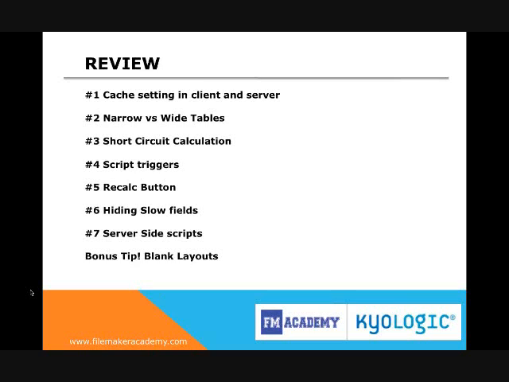Here we go. So a quick review of the 7 tips we went through today. First thing, make sure you turn up the memory on your cache settings on both client and server. Very important. It'll give FileMaker the room it needs to stretch its legs and to do the work you're asking it to do. Remember, you can take your tables that are wide and make them narrow with one-to-one relationships to prevent loading of data that you don't need to load all the time.